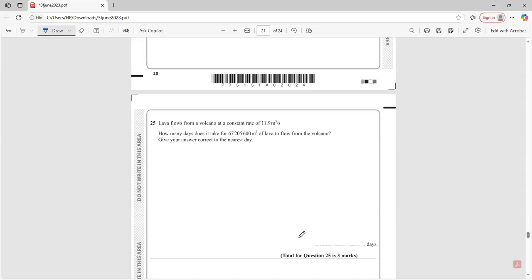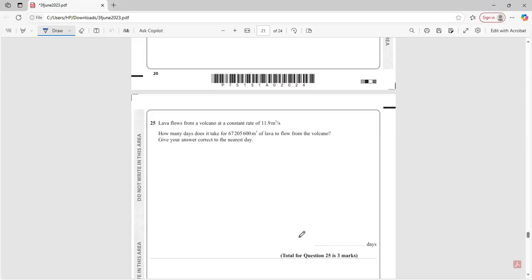The next one says lava flows from a volcano at a constant rate of 11.9. Oh, okay, that is a unit I'm practicing for the first time. Meters cubed, or cubic meters per second. That's understandable since lava is a liquid and it flows as per volume. So that's the rate at which it flows per second. That means every second it throws out 11.9 cubic meters of lava. That's the interpretation of that unit, of that rate.